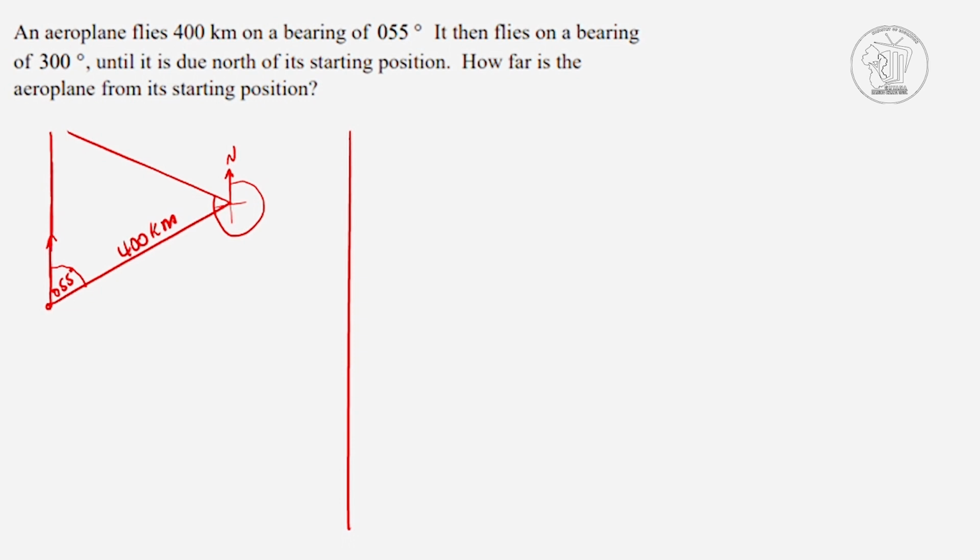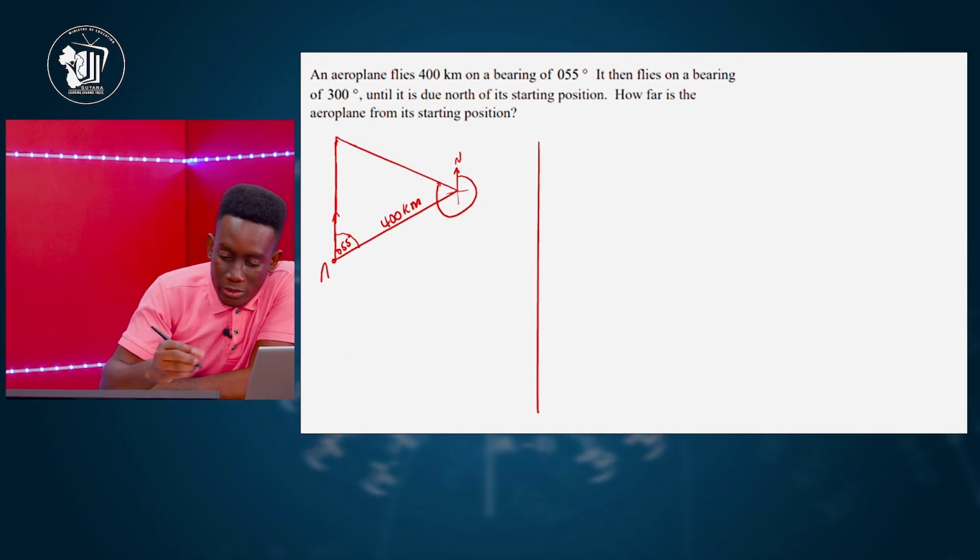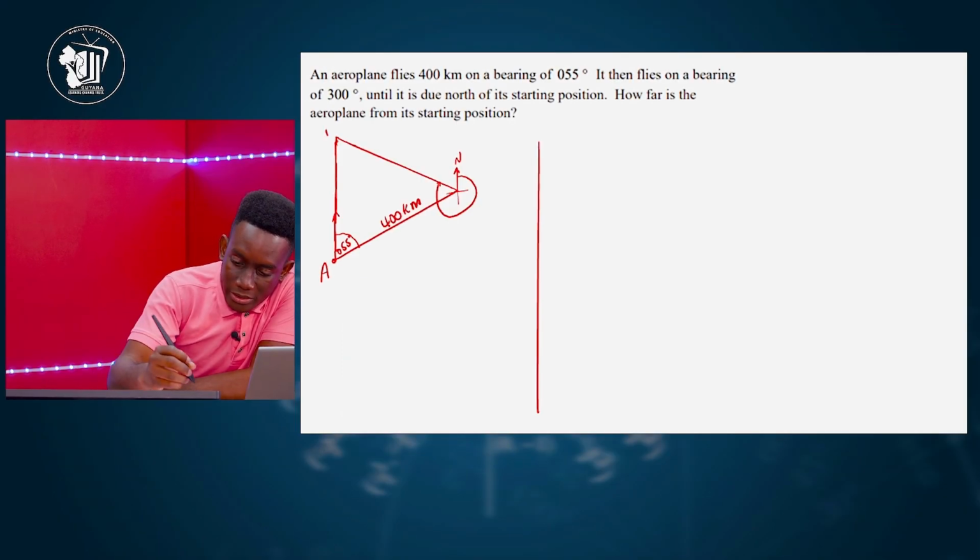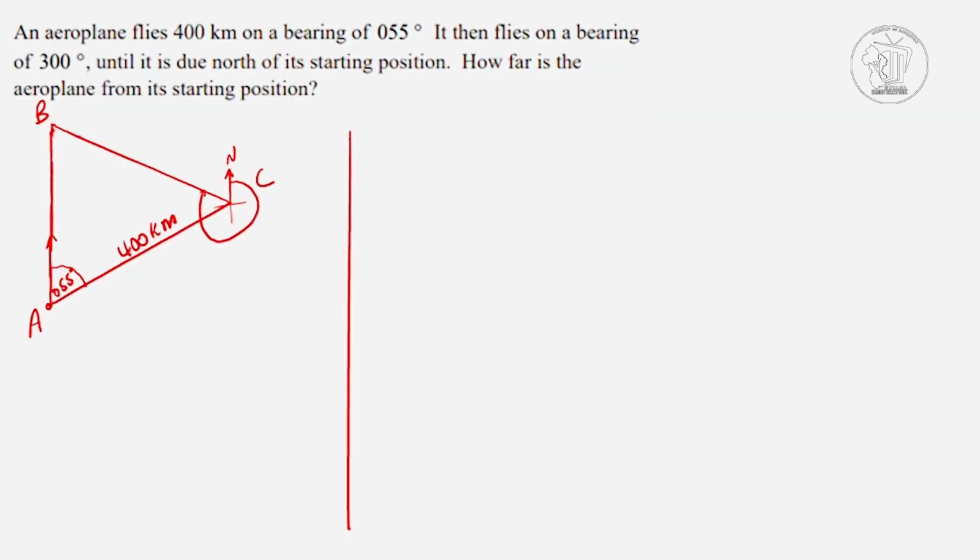So until it is due north would be right there. And that would be our diagram. So how far is the airplane from its starting point? Let's call A its starting point, and we can call here B. We can call this point C. So we need to find the value of AB.